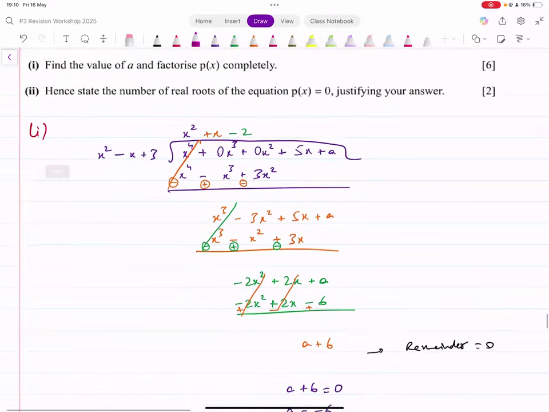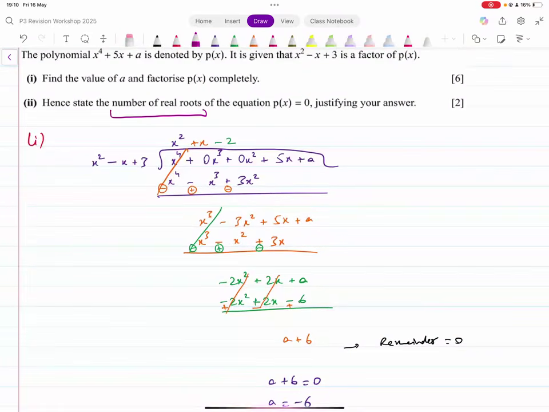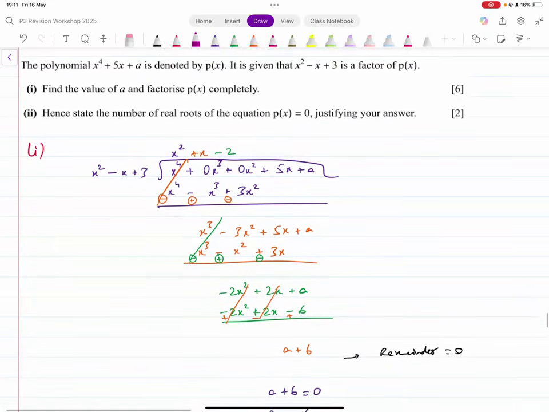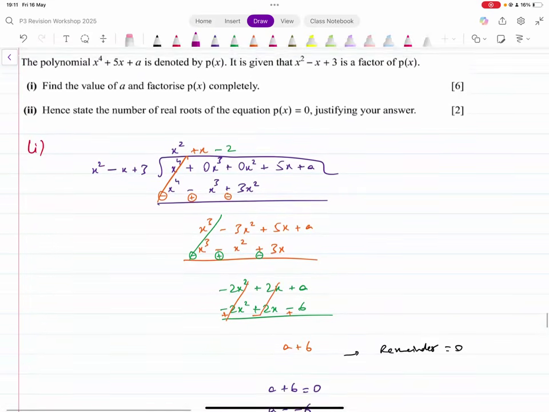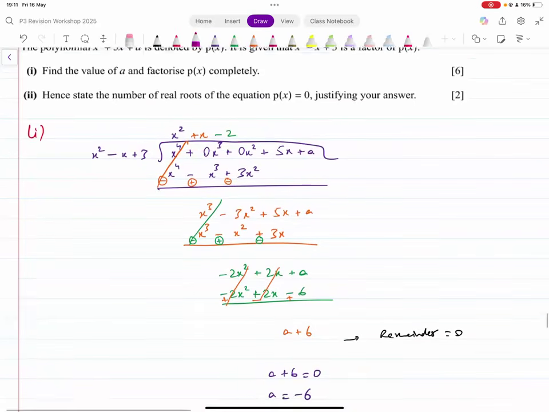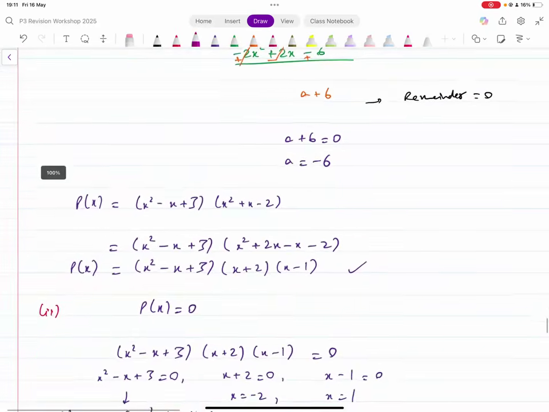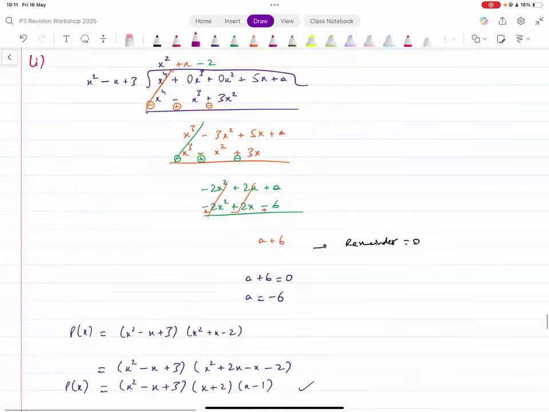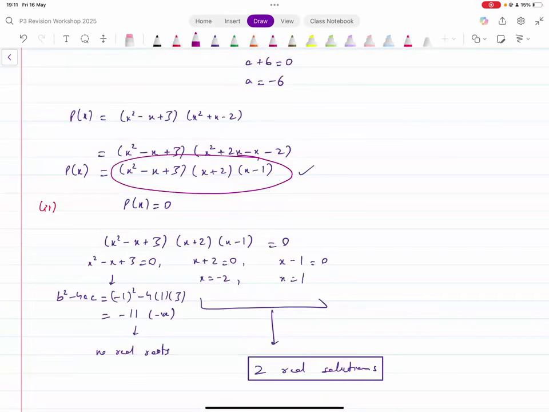Then it says, hence state the number of real roots of this equation, justifying your answer. How do we do that? We have found the factors of this polynomial. One factor was given. This is the other factor. So we can write this in factorized form. This is the factorized form of the polynomial. In fact, we have done that in the first part already. We have factorized it completely.